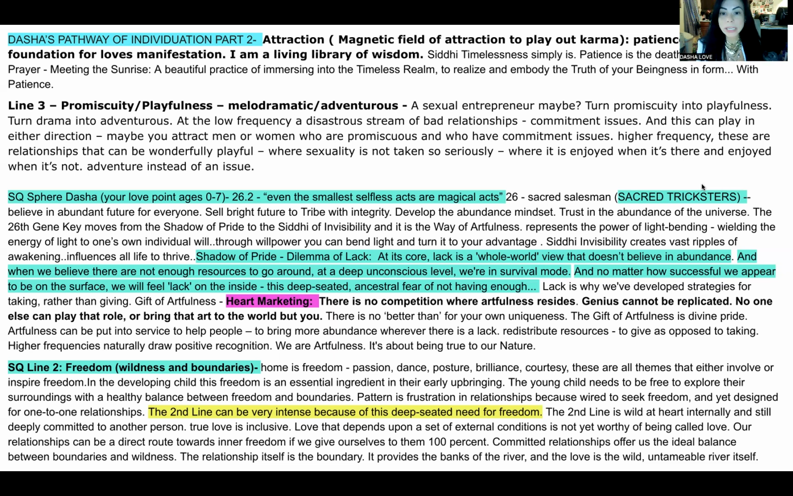So at the low frequency, I used to have a lot of bad relationships because I had commitment issues, because I had people that couldn't commit to me, and perhaps I couldn't commit to myself, right? So now that I've transformed it into playfulness and adventure, now I'm in a good relationship, right? So I also was in the past attracting these men that couldn't commit. This is all because of this line 3. So now in the higher frequency, I have a wonderful, playful relationship.